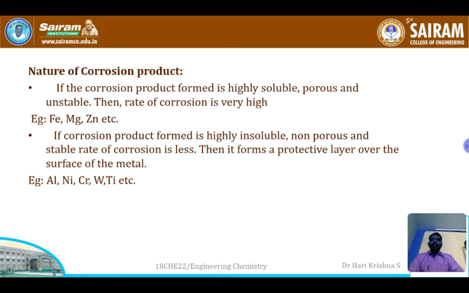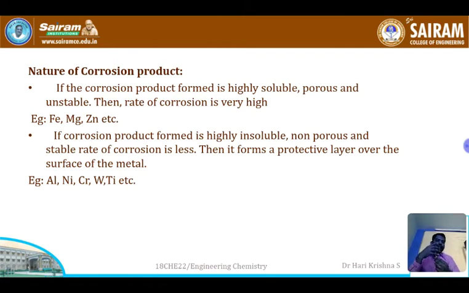Next, nature of corrosion product. Any reaction will produce a product, isn't it? Even corrosion produces a product. Depending upon the corrosion product, the rate of corrosion may increase or decrease. If the corrosion product formed is highly soluble, porous and unstable: soluble means it will dissolve in the aqueous media.